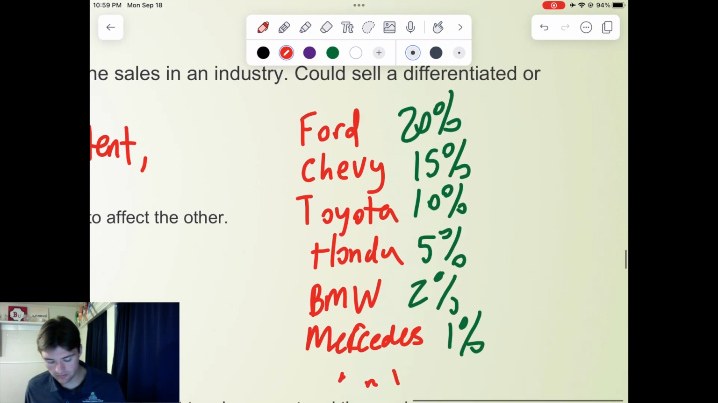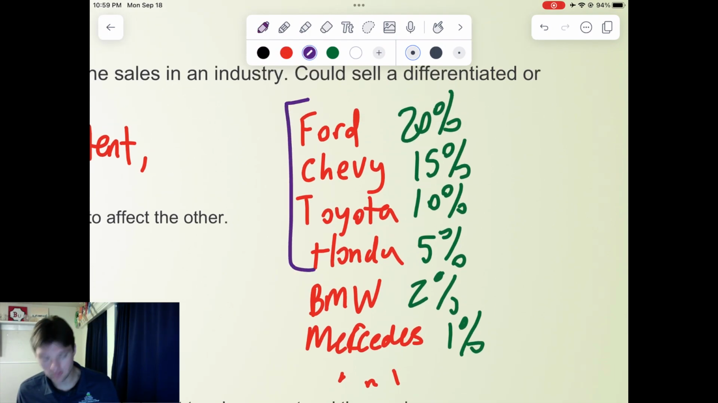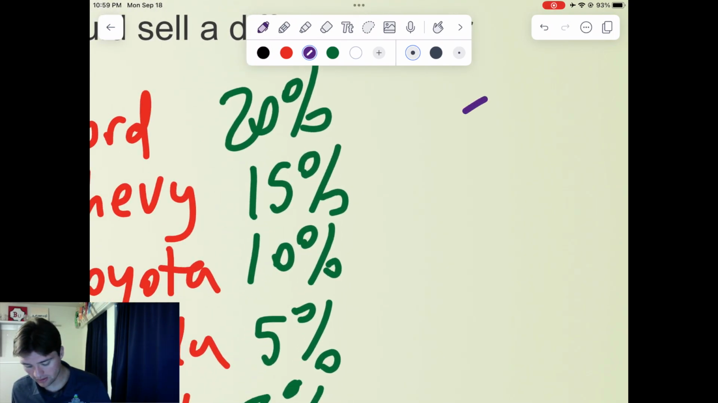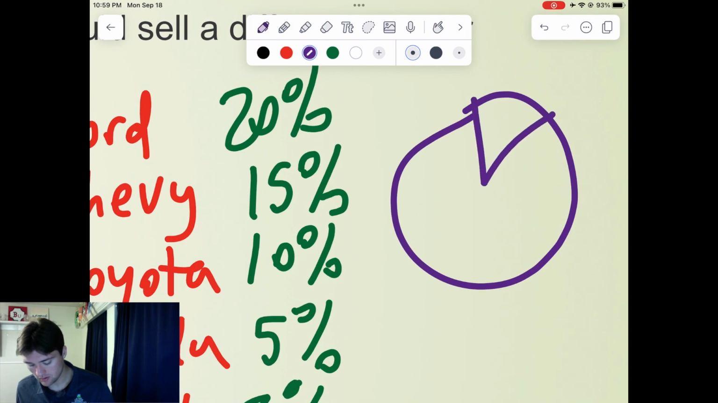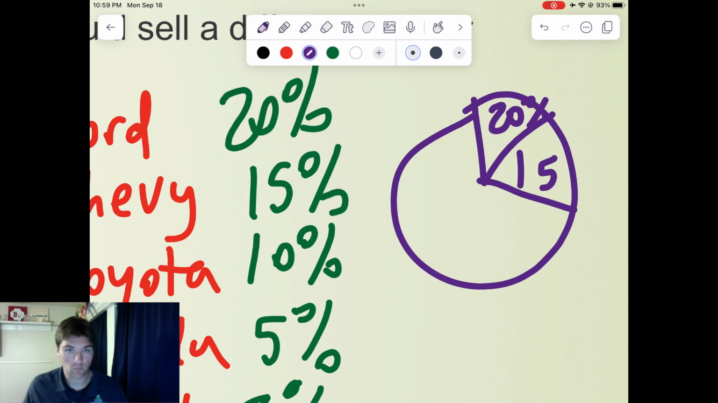So what we're going to do is look at the top 4 firms, and we're going to add their market shares together. So in terms of a piece of pie here, Ford would have 20%, Chevy would have 15%, right? So out of the entire sales of cars, this is the market share of those firms.